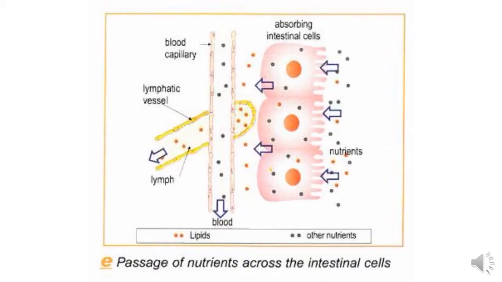So this is another photo from your books. As you can see here, we have the blood vessel, and here we have the lymph. So these are the cells of the intestine. Even the cells themselves have folds to increase the surface area. The nutrients in orange are the lipids. You can see that all the lipids, the fatty acids and glycerol, go through the lymphatic vessel. And the other nutrients, which are the amino acids and glucose, will go through the blood.